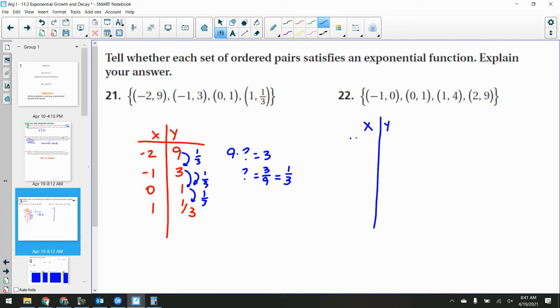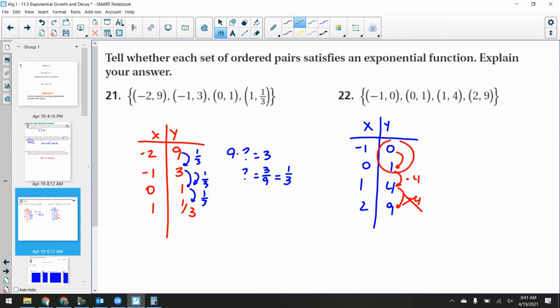Let's take a look here at my table. -1, 0, 0, 1, 1, 4, 2, 9. If I'm going from here to here, well, take a look at from here to here. That would be 1 times what is 4? I'm multiplying by 4. Is that the same case here? No. So I can see it right from there.